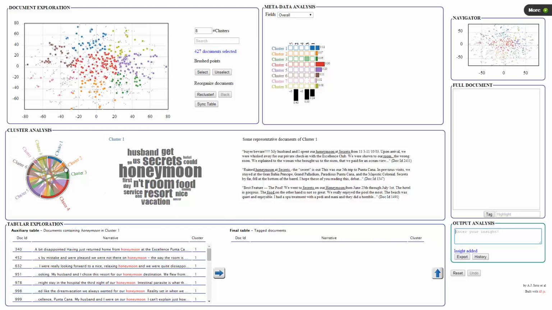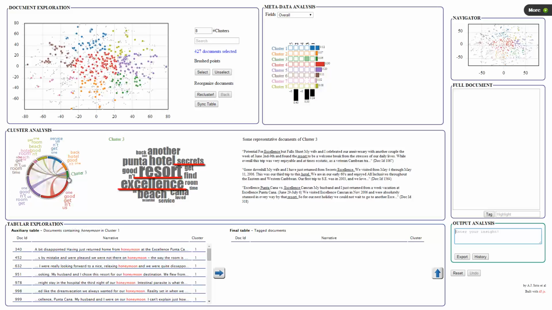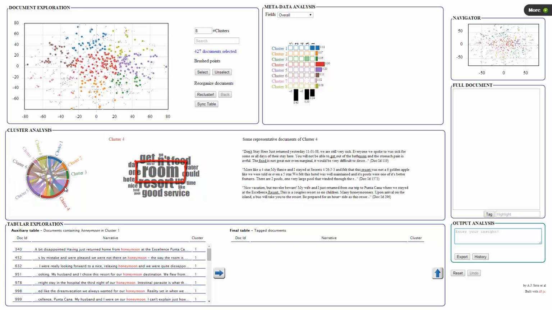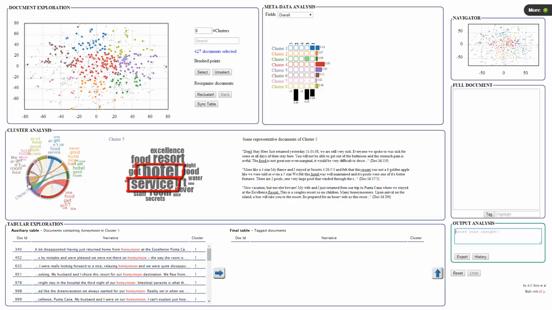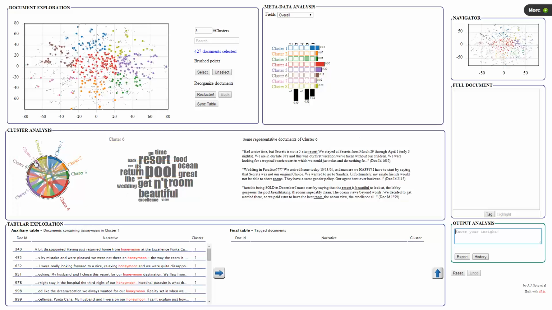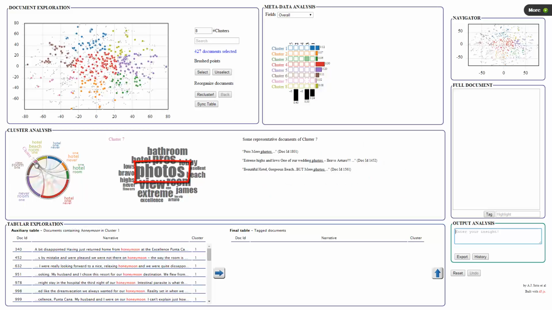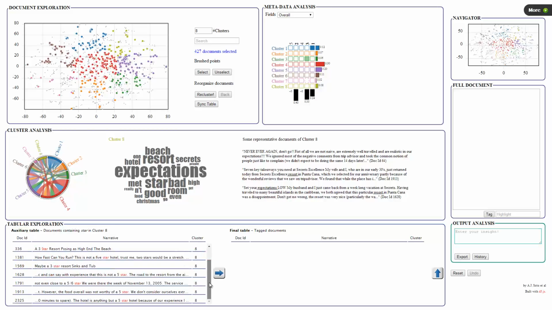Similarly, for other clusters, we can find out that Cluster 2 focuses on the beach, Cluster 3 on general descriptions of the resort and its brand name, Cluster 4 on rooms, Cluster 5 on hotel services, Cluster 6 on the pool. Cluster 7 is a very small cluster containing reviews with pictures, and Cluster 8 contains reviews where the expectations were not met, while emphasizing that it should be a 5-star hotel.